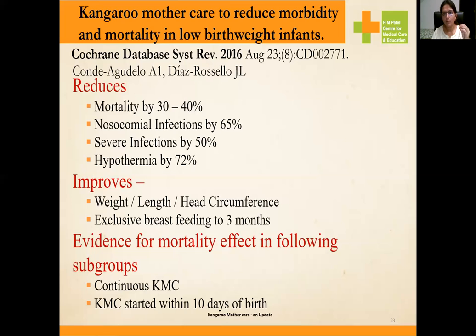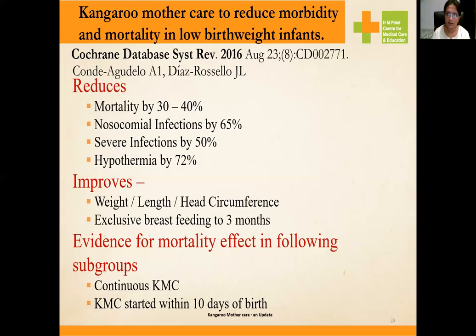And once we put the baby, there are basically two types of KMC. One is continuous KMC and the second is intermittent KMC. Continuous KMC means a baby is given kangaroo mother care continuously throughout 24 hours, and the mother is only taking very short breaks for her daily routine activities. Although this can be very difficult, it is possible.